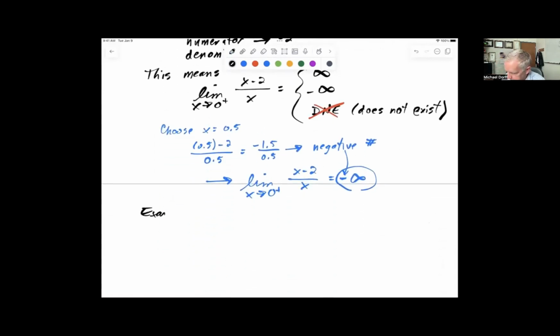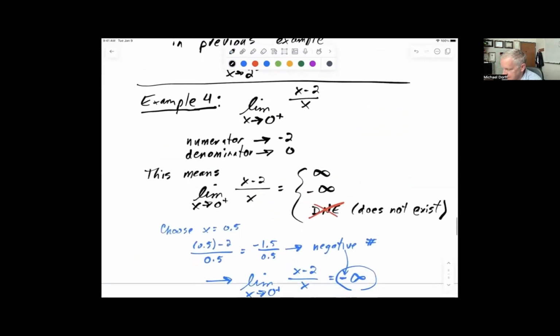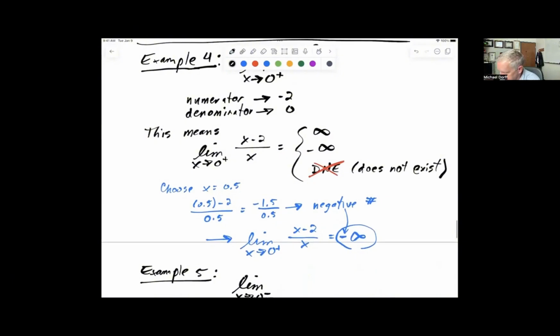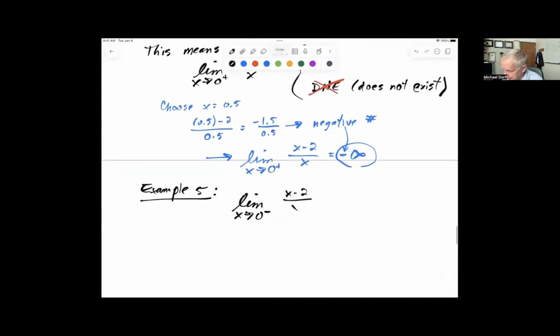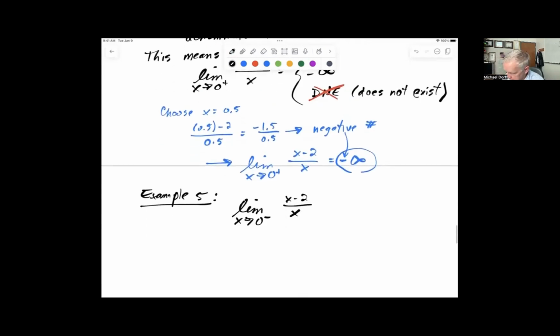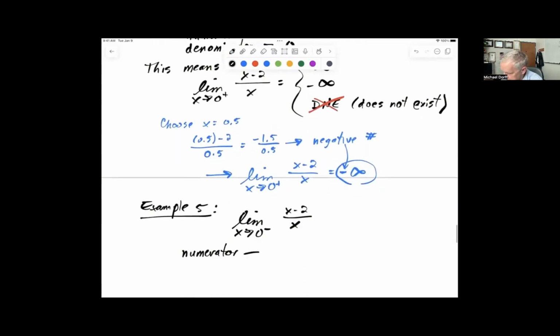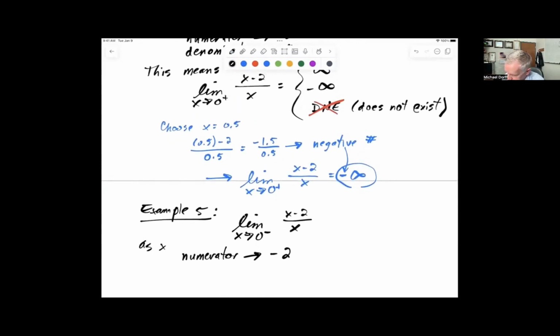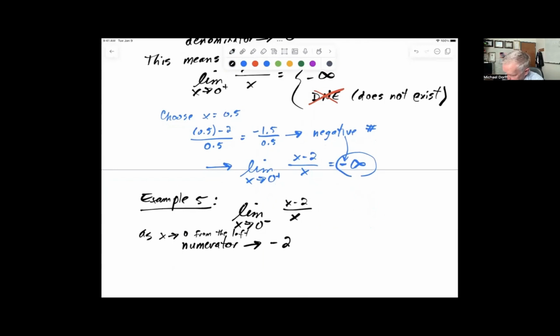Okay, let's look at another example similar to this one. The previous one we looked at was the limit as x goes to 0 from the right. Now let's look at the limit as x goes to 0 from the left. Same function. What happens here? Again, as x gets close to 0 from the left, the numerator gets close to negative 2, and the denominator gets close to 0.